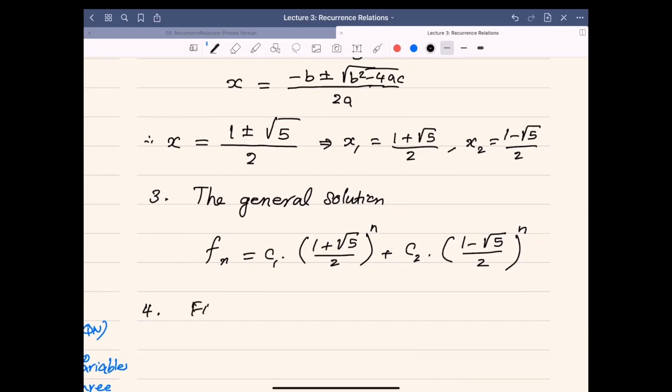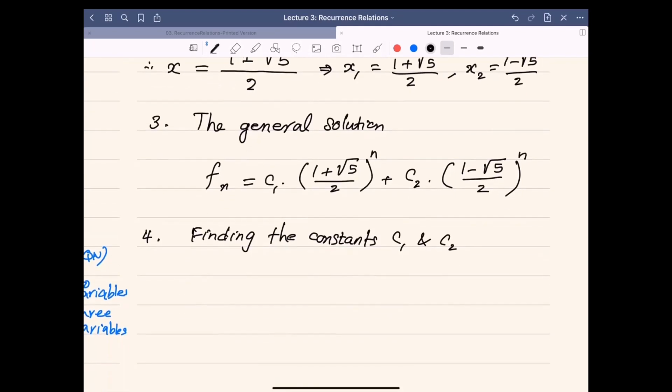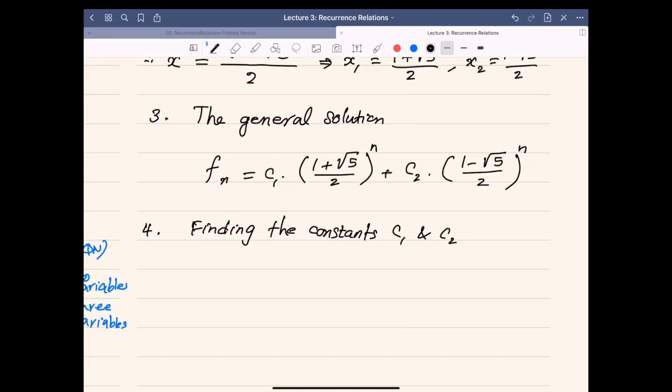Now finding the constants C1 and C2. It is given that F0 is equal to 0. So n is 0. After you substitute, you will get C1 plus C2 is equal to 0. That means that C2 is equal to minus C1. And for F1, it is equal to 1.